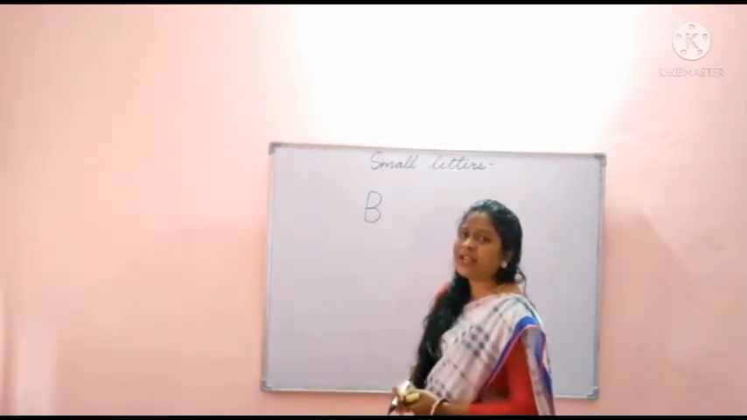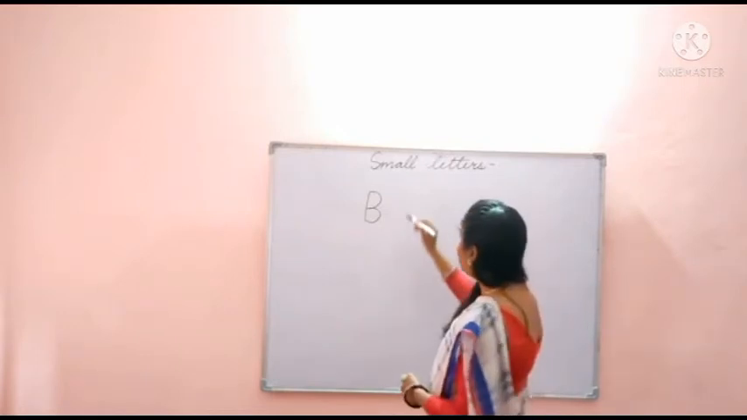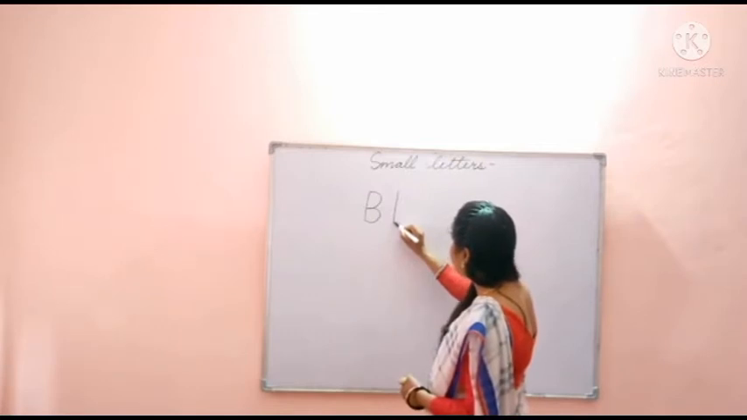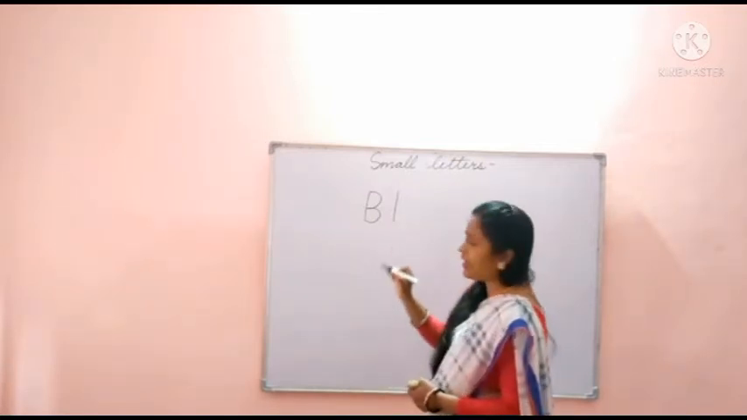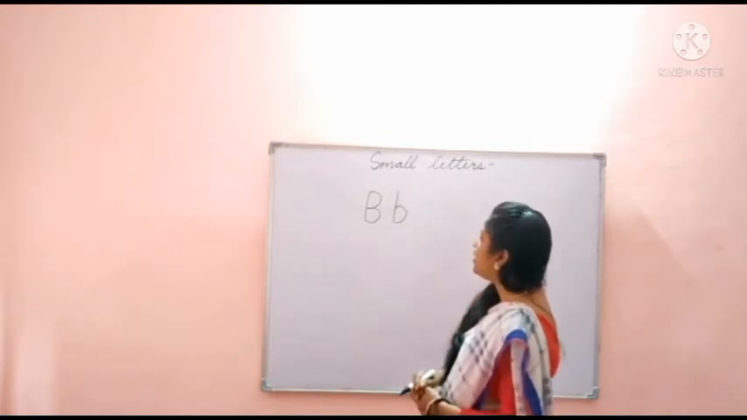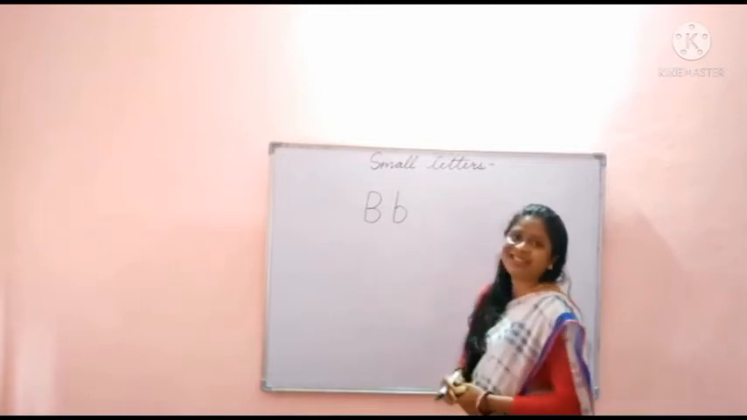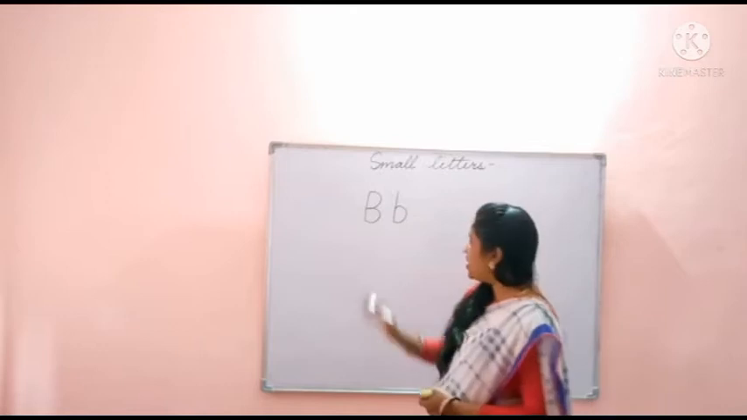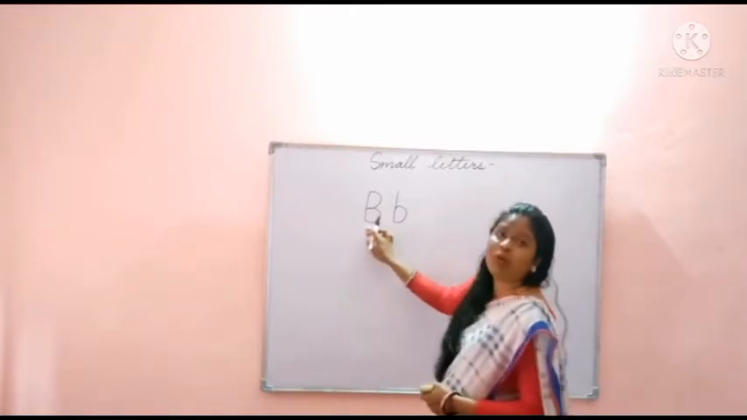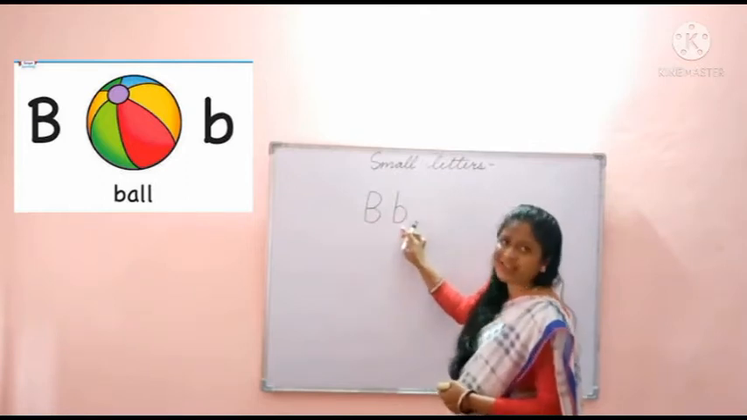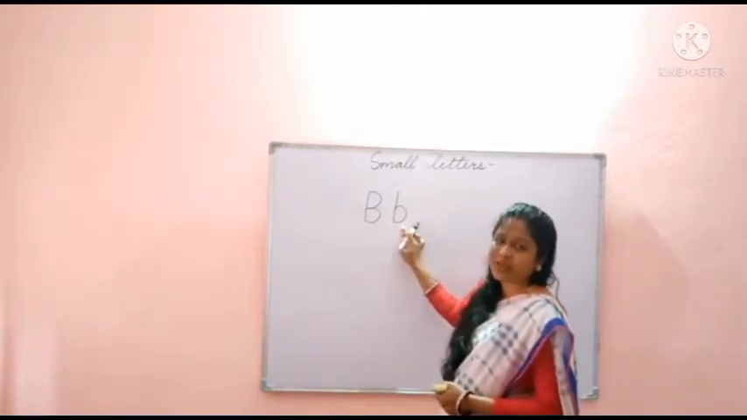And how do we write small letter B? It is also almost the same but a little different. You have to make a standing line, and joining to the standing line you have to make a small curve at the end, which makes the letter B. B for ball. This is capital letter B, and this is the way we write small letter B.